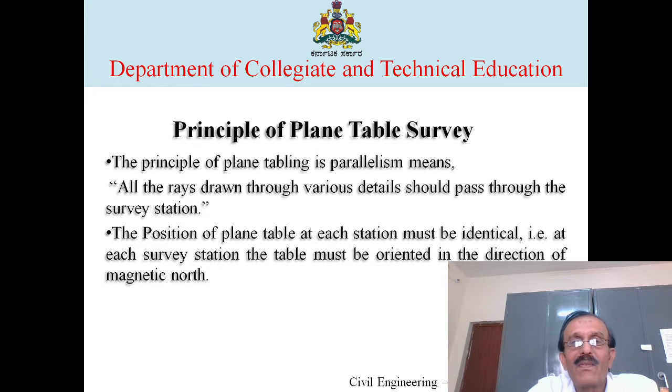The main principles of plane table surveying are: all the rays drawn through various details should pass through the survey station, and the parallel meridian or the parallel station will be used to draw the rays. The position of the plane table at each station must be identical. That is, at each station, the table must be oriented in the direction of magnetic north.